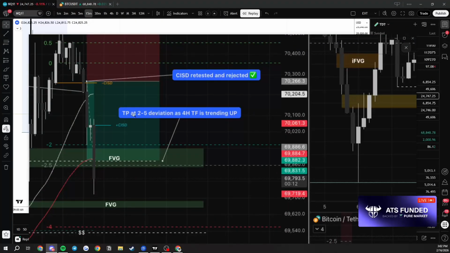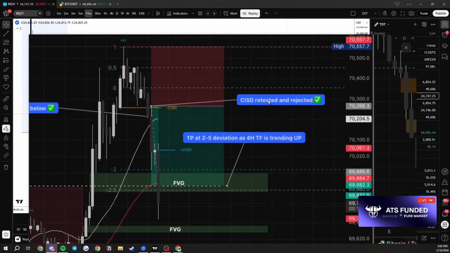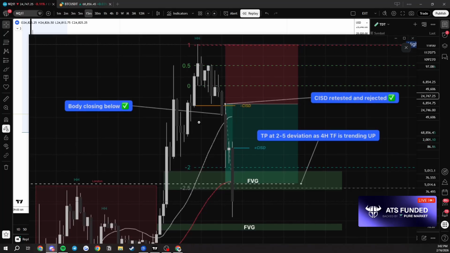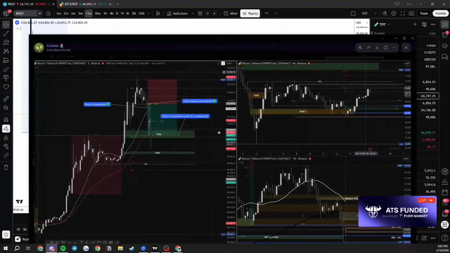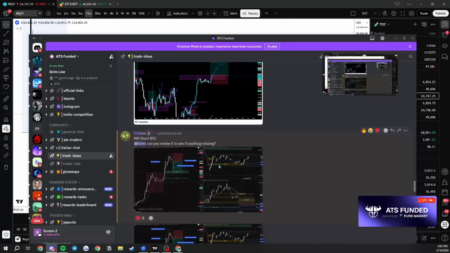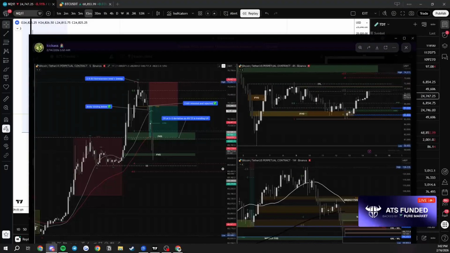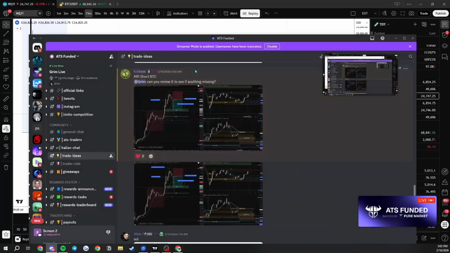This is good. TPing at standard deviations. CISD, also good. Body closing below. Yeah, that's good. So as a critique, I would just say try to get these charts a little bit more, not so much going on. The simpler the better. But other than that, solid. And you had a W trade off that change in state of delivery, so it's very nice as well.